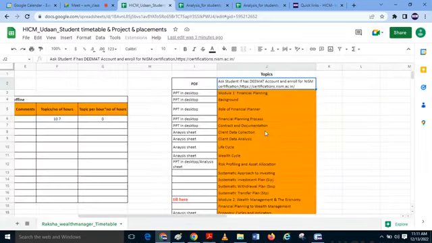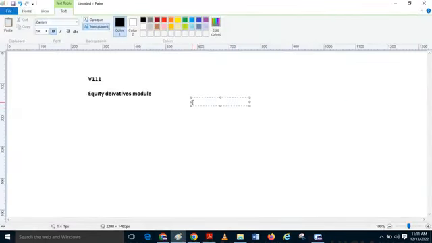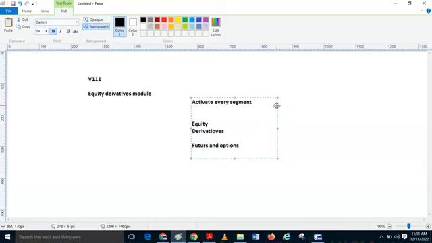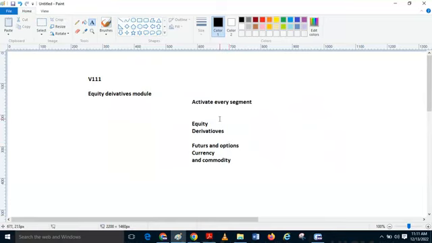First thing. Second thing is that you should have your demat account. In that account you have to activate every segment. It means what? Equity, derivatives, that is futures and options, and currency and commodity. These are the segments that need to be activated by you in your demat account.